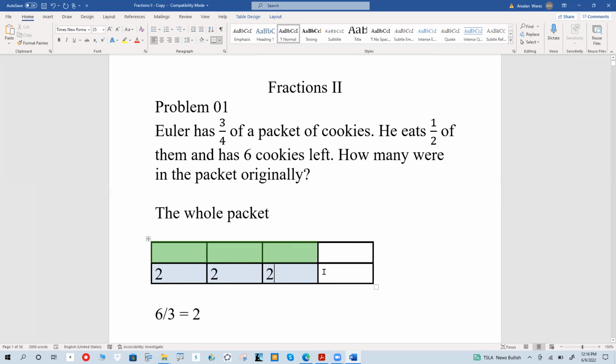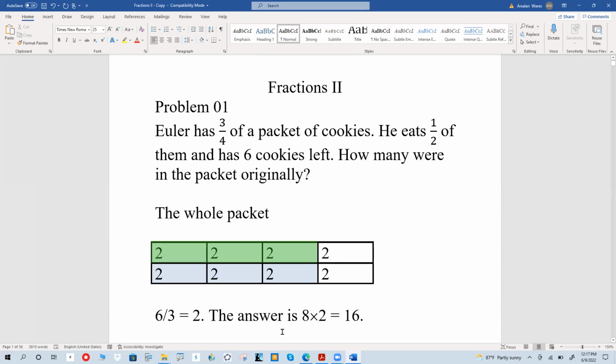Now, it says how many were in the packet originally. Well, that's easy. And the answer is 4 cells in the whole packet. Each cell represents 2 cookies. 8 cells in the whole packet. Each cell represents 2 cookies. So I'm going to go with 8 times 2, or 16 cookies. So let's pause there a little bit, see what we think.